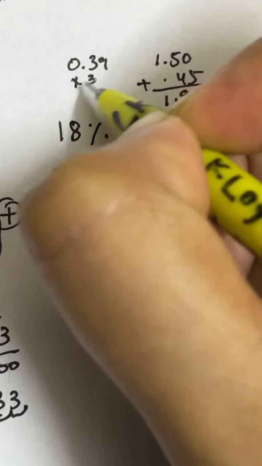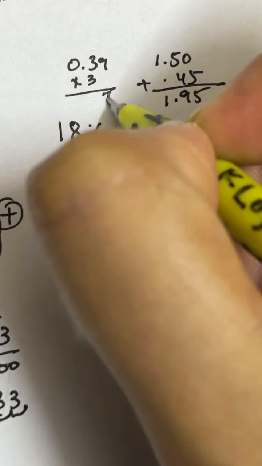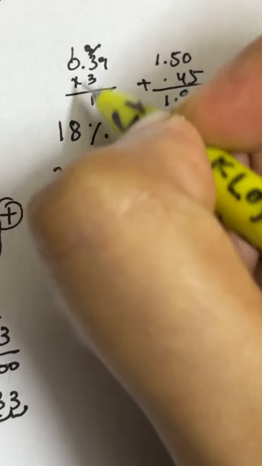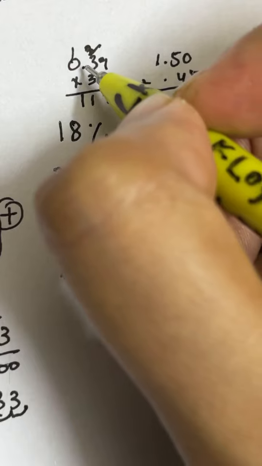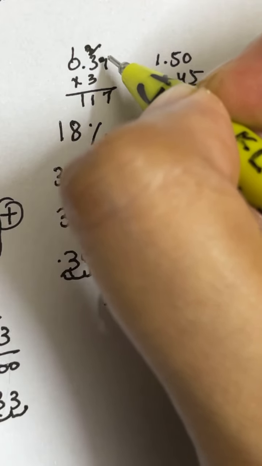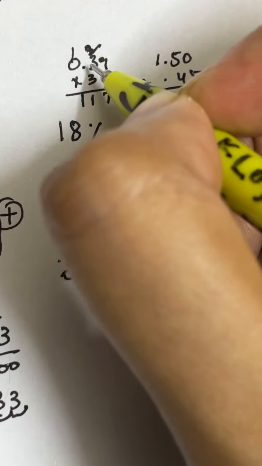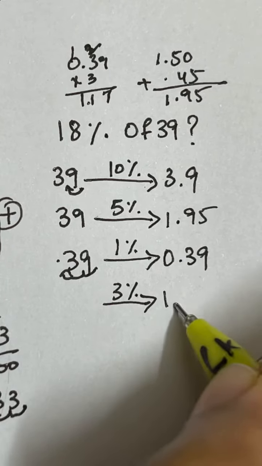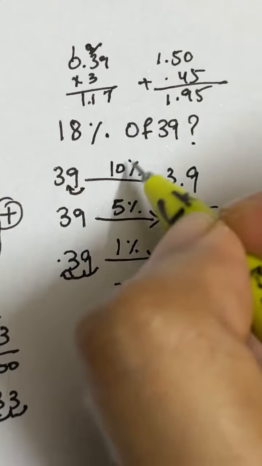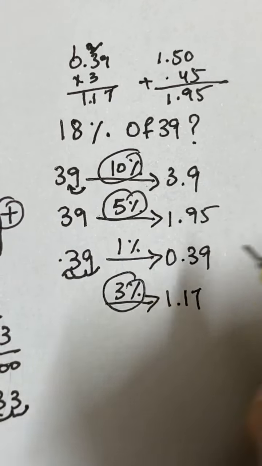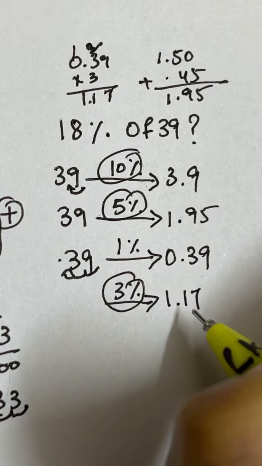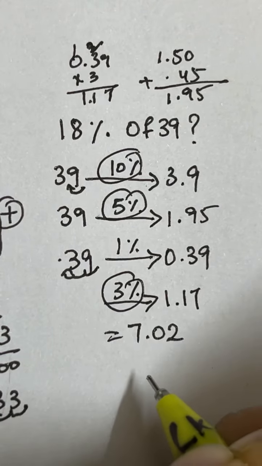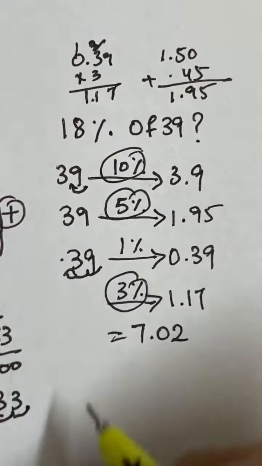0.39 times 3. So 3 9s is 27. Sorry, 3 3s is 9, 10, 11. So you have 117. And how do you put a decimal? You check how many digits are there after the decimal. That means 2 digits. So you put a decimal here, 1.17. So now let's add up 10%, 5%, and 3%. So 3.9 plus 1.95 plus 1.17 will just give you 7.02. That's 18% of 39.